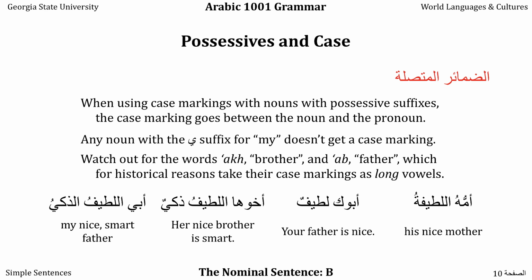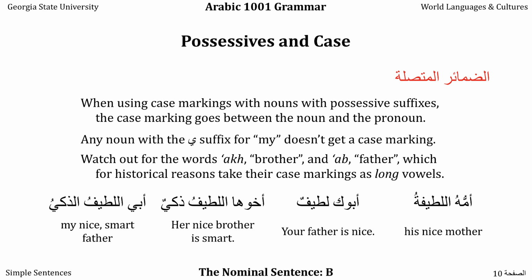Your father is nice. Ach, brother, is going to work just like ab, father. So instead of saying achuha, we have to say achuha. It's definite because of its possessive suffix, so al-latif agrees with it. The two of them together make a phrase, her nice brother. And then we add an indefinite adjective to turn it into a sentence. Her nice brother is smart.